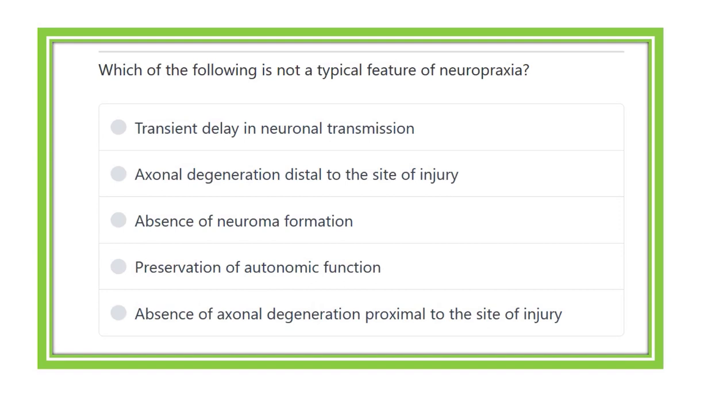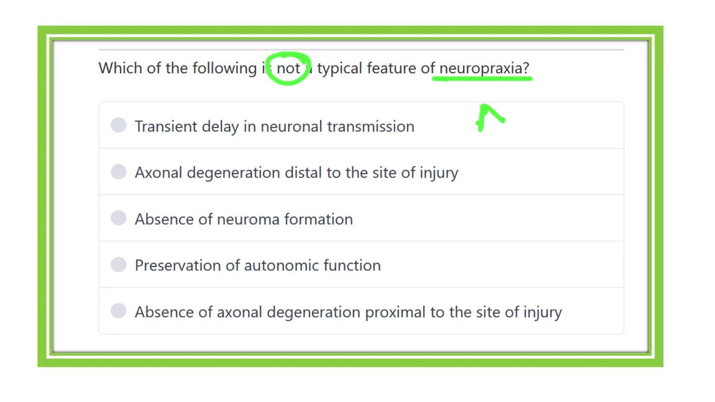Which of the following is not a feature of neuropraxia? Neuropraxia is a form of nerve injury. We know there are three important types of nerve injury. The mnemonic is NAN: N for neuropraxia, A for axonotmesis, N for neurotmesis. So which is not a feature of neuropraxia? That is the first type.